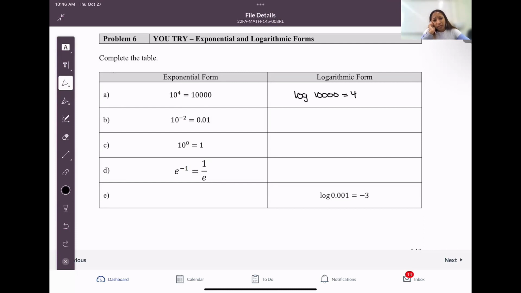For part B, 10 to the -2nd power equals 0.01. Remember still, the logarithm is going to be equal to the exponent, so this is going to equal -2. And then for log base 10, we just use the word log, don't write the base, of 0.01. So log of 0.01 equals -2. Same thing for C. 10 to the 0 power equals 1. So this logarithm is going to be equal to 0. And then we have log base 10, but we don't have to write the base, of 1 equals 0.